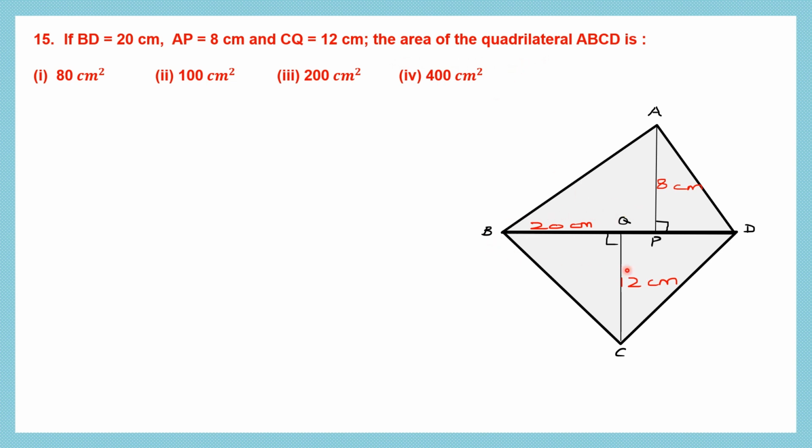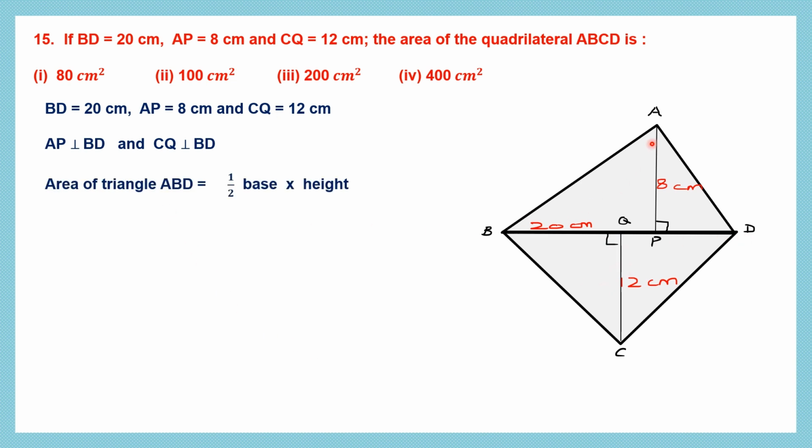What we can do is divide this into two triangles. We can find the area of the first triangle, triangle ABD, and the area of the second triangle, triangle BDC, and add up the two areas. So let's begin by taking the first triangle. AP is perpendicular to BD, as you can see. So this can be taken as the height of this triangle. And CQ is also perpendicular to BD, so we can take that as the height of the second triangle.